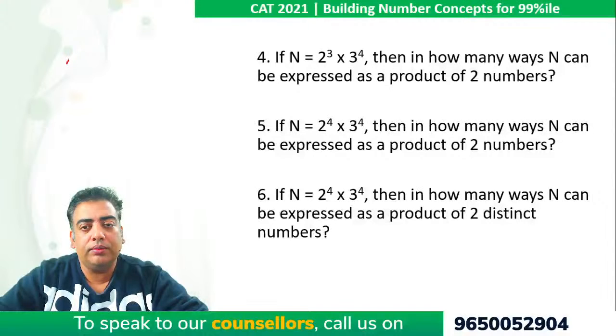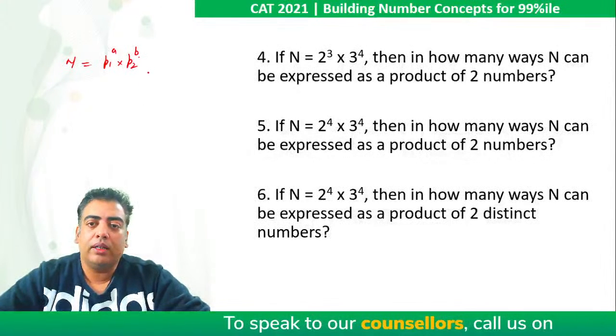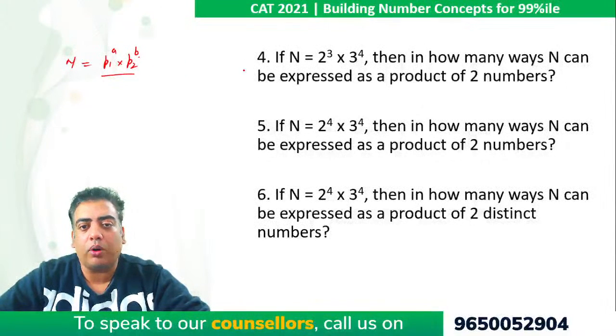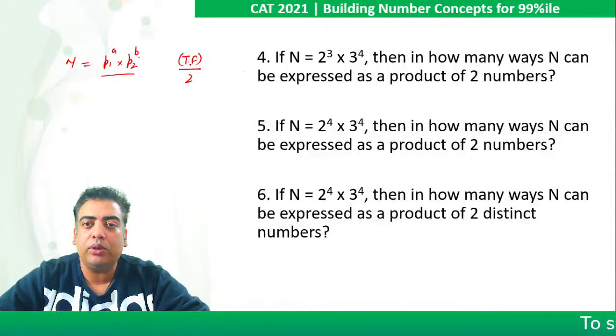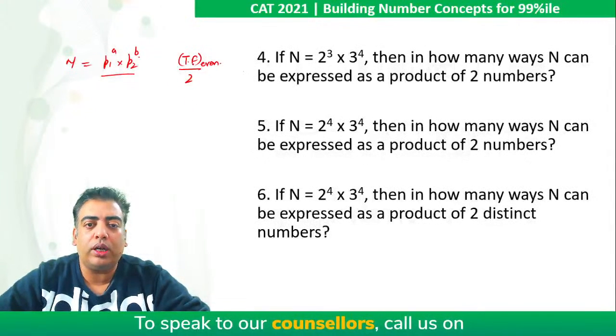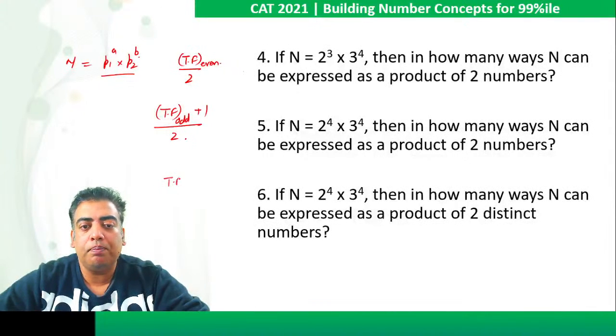If a given number is, let's say, p1 raised to power a into p2 raised to power b, right? So the number of ways in which the given number can be expressed as a product of two numbers will be equivalent to half of the total number of factors. But that can be done if and only if the total number of factors is even. In any case, if the total number of factors is odd, then the desired result will be either plus 1 upon 2 or minus 1 upon 2.